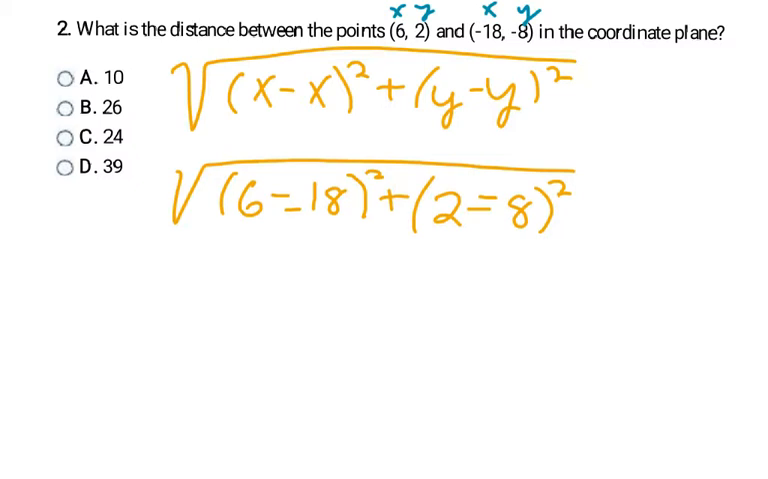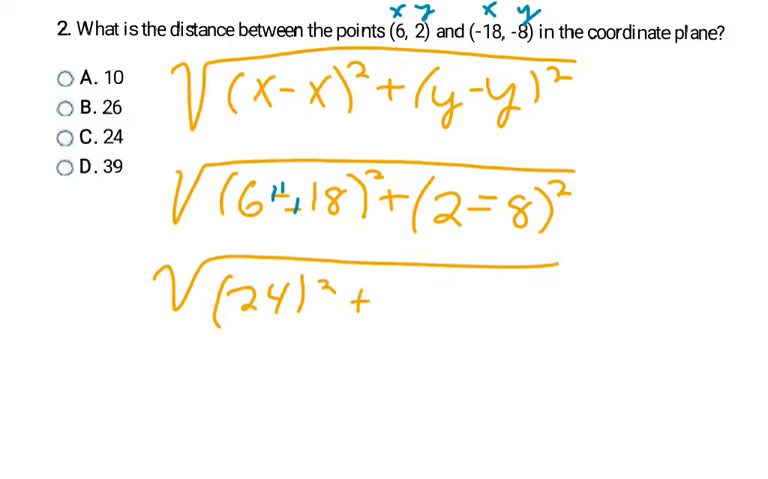So I can do 6 minus negative 18, and that's going to be the same as just 6 plus 18. If you have a hard time remembering your negative rules, though, you can use a calculator to check yourself. 6 plus 18 is 24. And then I do the same with negative minus a negative here. That's the same as 2 plus 8, which is 10.